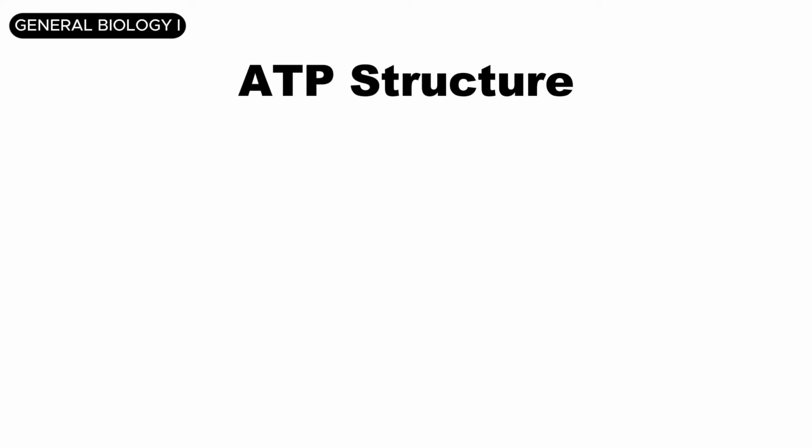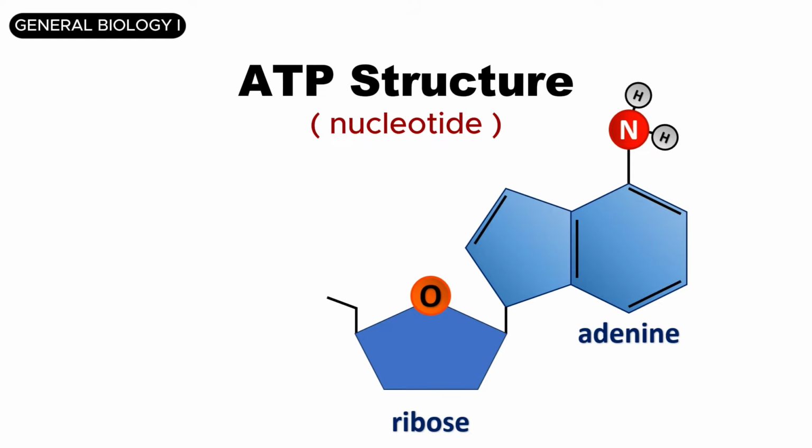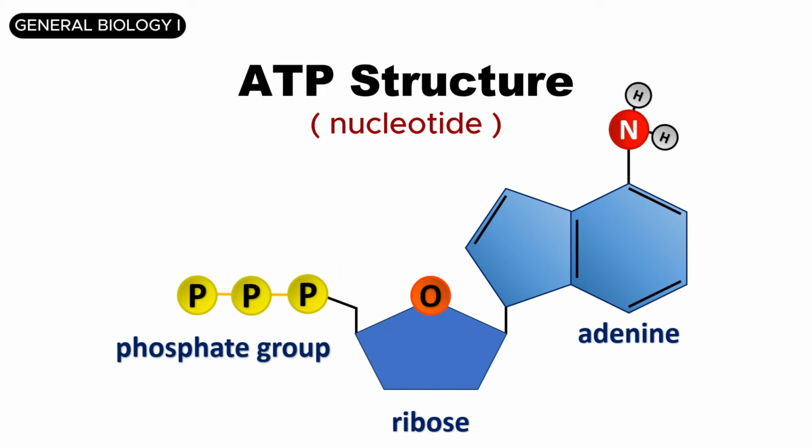Let's begin by looking at the structure of ATP. ATP is a nucleotide, a type of biomolecule made up of three main parts. First, adenine, a nitrogenous base. Then ribose, a 5-carbon sugar. Then 3 phosphate groups, linked by high energy bonds.